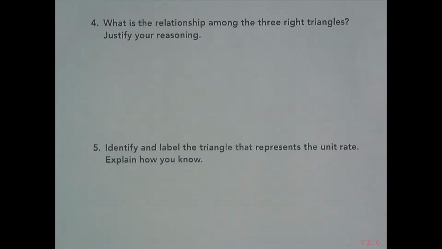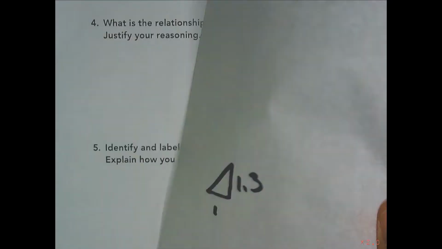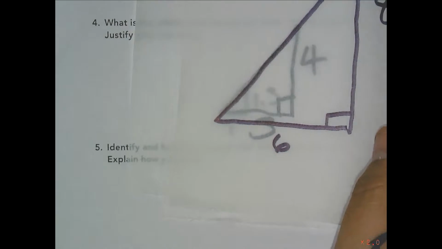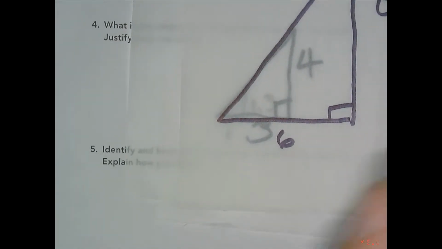So it says, what among these three right triangles, what is the relationship among these? So let's look at these real quick. I have this right triangle, right? I have this right triangle. And then I also have this right triangle. So now, from a geometry perspective, we would say that all three triangles are similar.